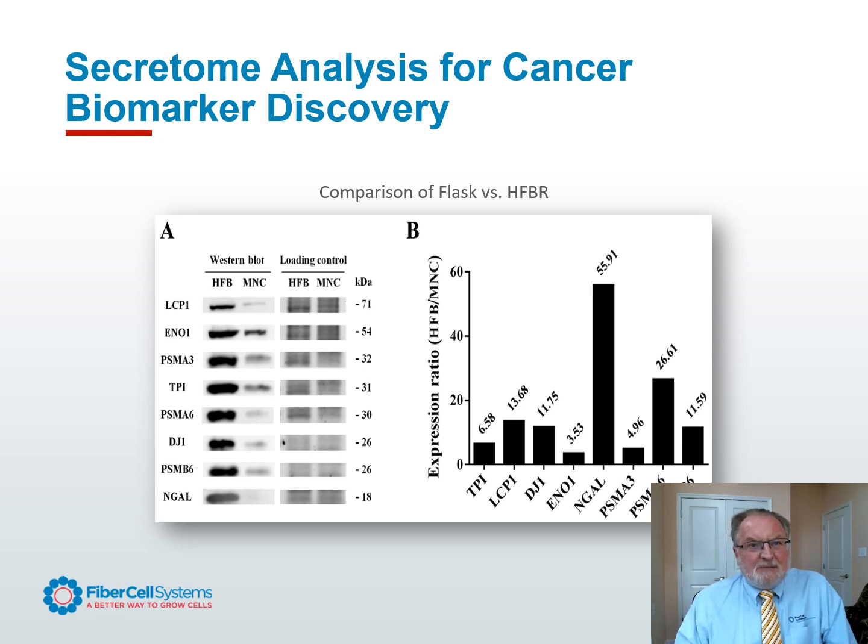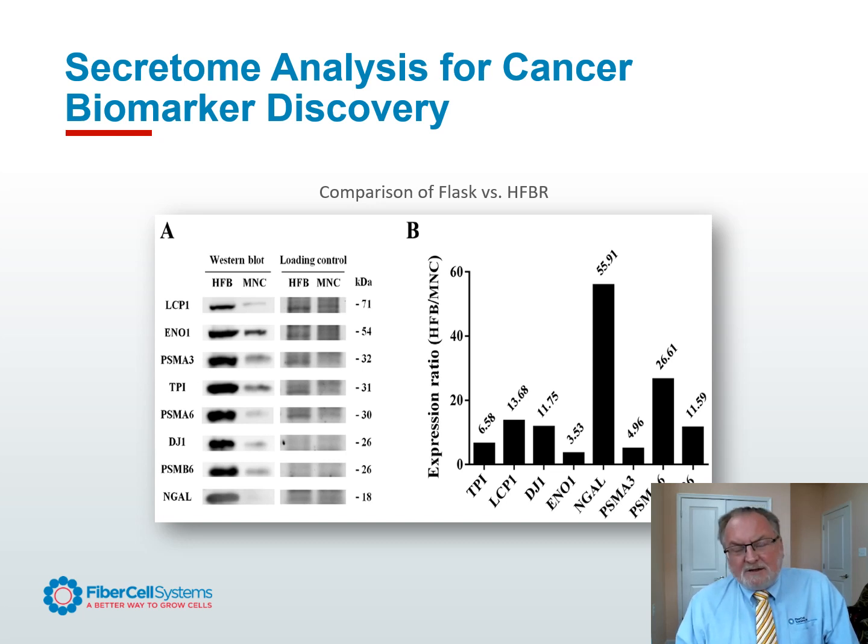This is another example of more in vivo-like cell culture function in the hollow fiber bioreactor. This is a comparison of two-dimensional flask culture and a hollow fiber bioreactor three-dimensional culture of a cholangiocarcinoma cell line. The idea was to try and look for a circulating biomarker of protein secreted by these cells. This is a direct comparison to the flask.